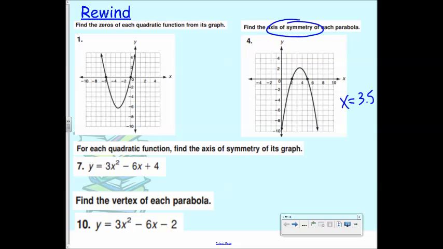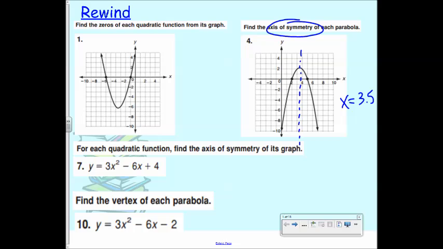Because that would just be a what? That would be like a dot. An axis of symmetry is what, though? It's a whole line, which is why you have to have the x equals, because it's the entire line that goes down through 3.5.